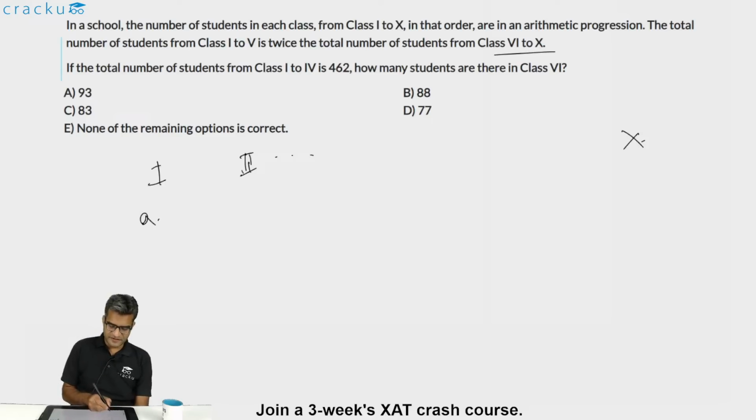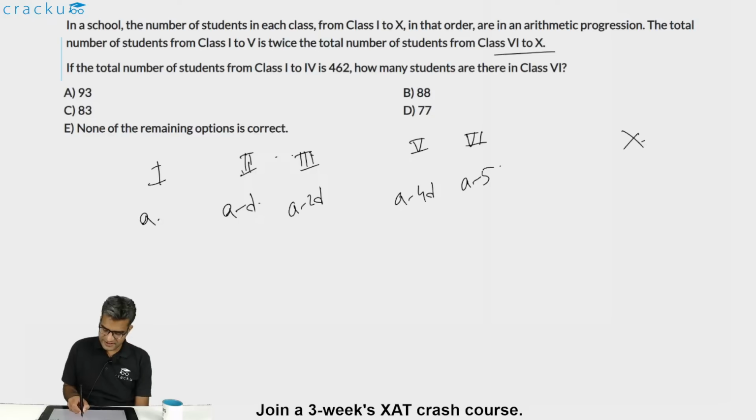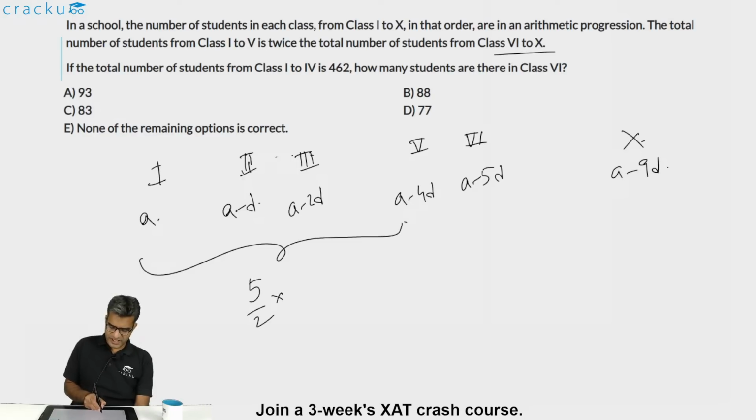So if you assume that the first one has A, the second one will have A minus D, the third one will have A minus 2D, the fourth one and basically the fifth one will have A minus 4D, the sixth one will have A minus 5D, the 10th one will have A minus 9D. So the sum of the first 5 classes will be 5 by 2 into 2A minus 4D.